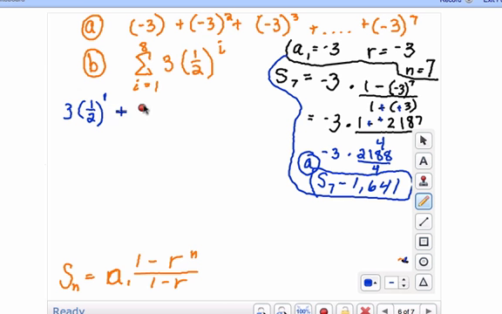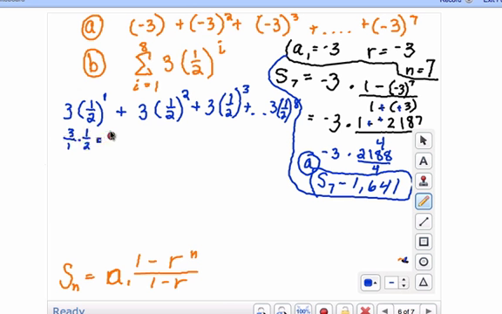And then the next term in the sequence, I would replace the I with 2. So 3 times 1/2 to the second. And this would continue. 3 times 1/2, I replaced the I here with a 3, and I would keep going until I got to 8. So 3 times 1/2 to the 8th. So we can see here that a sub 1 is going to be 3 times 1/2, which is 3/2.